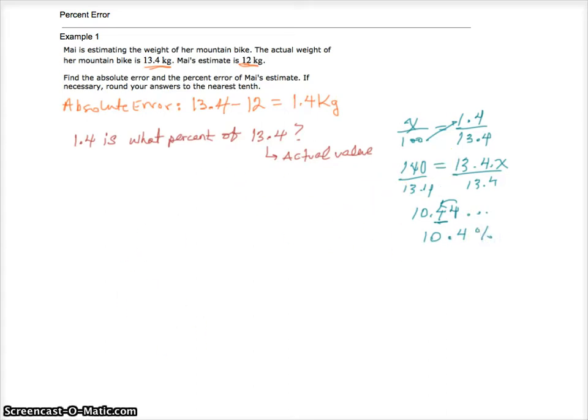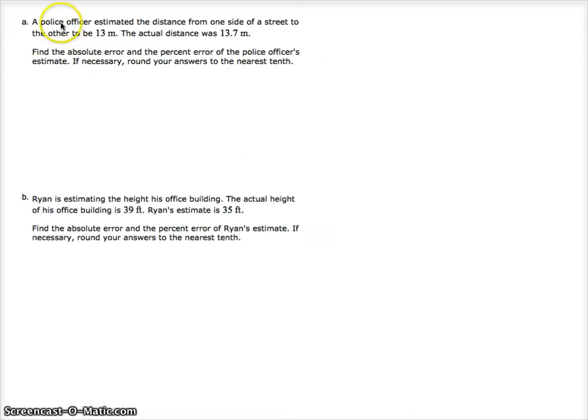So let's look at another one. In example 2, it says a police officer estimated the distance from one side of the street to the other to be 13 meters. The actual distance was 13.7 meters. Find the absolute error and the percent error. So let's find the absolute error. Remember, for absolute error, we're going to take the distances and subtract them. So that's going to give me 0.7 meters.